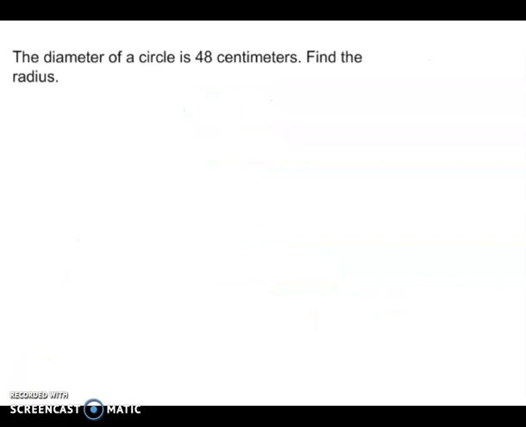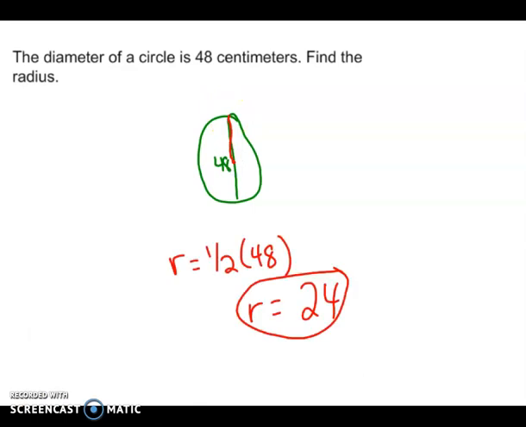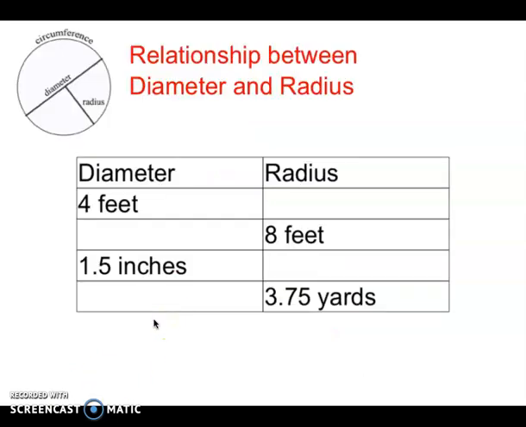So pause this video and think about this for a second. If the diameter of the circle is 48 centimeters, we want to know what is the radius. Okay, so take a minute, pause the screen, and hopefully you will get it. So hopefully you remember that the radius is half of the diameter. So if the diameter was 48, the radius in this case is 24. So let's look again and see if we can complete the chart. So if the diameter was 4 feet, the radius is half, so the radius is 2 feet.